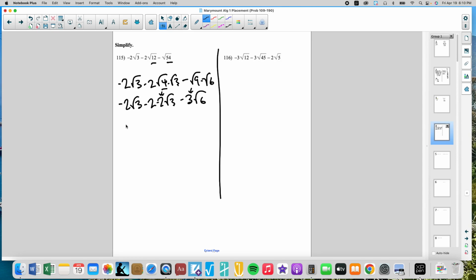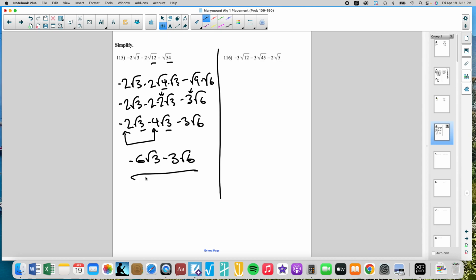It comes out of the house. So negative 2 rad 3 minus 4 rad 3 minus 3 rad 6. These are like terms, so we are going to combine their coefficients. Negative 6 rad 3 minus 3 rad 6. Those are unlike, so we cannot combine those. We're going to leave that as our answer.